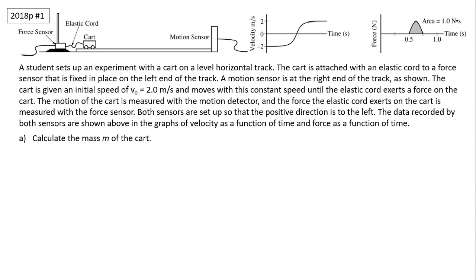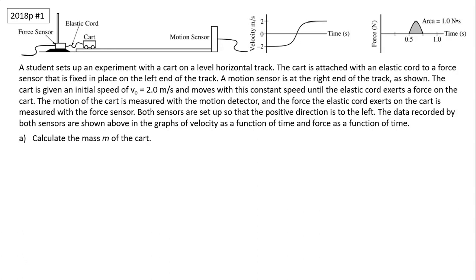Today I want to go over an example of conservation of momentum and energy. A student sets up an experiment with a cart on a level horizontal track. The cart is attached with an elastic cord to a force sensor that is fixed in place on the left end of the track. A motion sensor is at the right end of the track as shown.